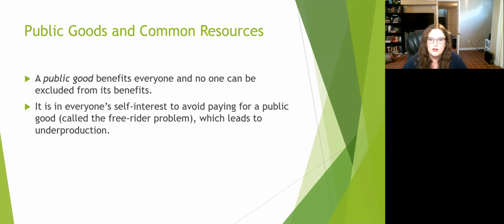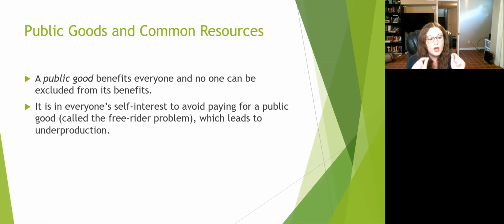So overproduction, underproduction. Let's talk about public goods and common resources. I'm not going to go super into this because we're going to get really deep into it, I think in chapter 16, later on within this set. So a public good benefits everyone and no one can be excluded from its benefits. This means we're going to have two concepts we're going to talk about later on. The first is going to be excludability. The second one's going to be rival.